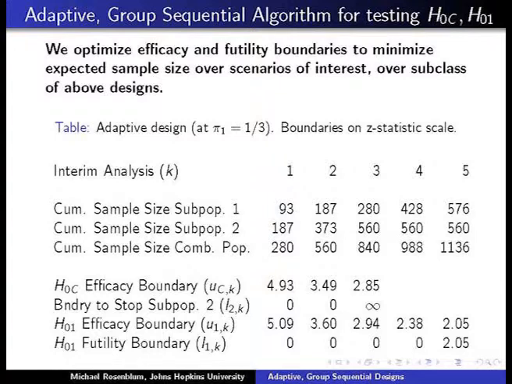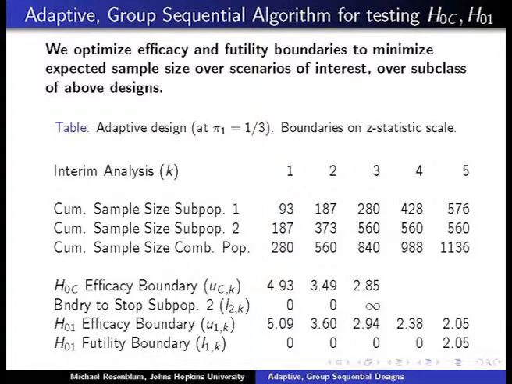Well, that's right. So at the very end, if you enrolled to the very end, if there was no stopping at all that took place, then you would have 576 from subpopulation 1 and 560 from subpopulation 2. So yeah, it's about the same in each. And this particular design, if you don't see the signal at this point when you stop enrolling subpopulation 2, that's the last chance to test the combined population null hypothesis.